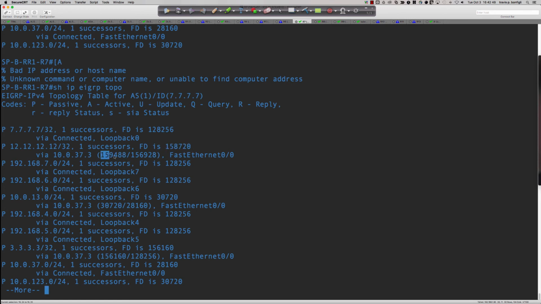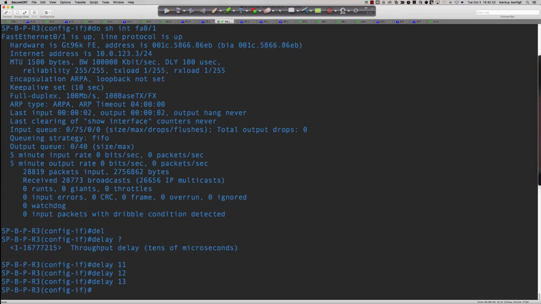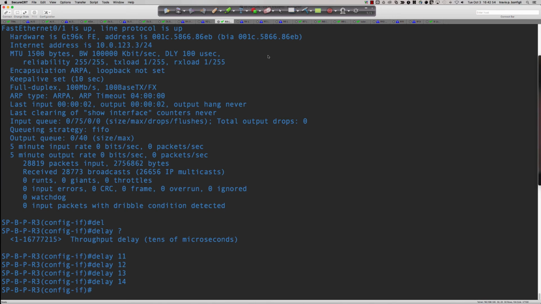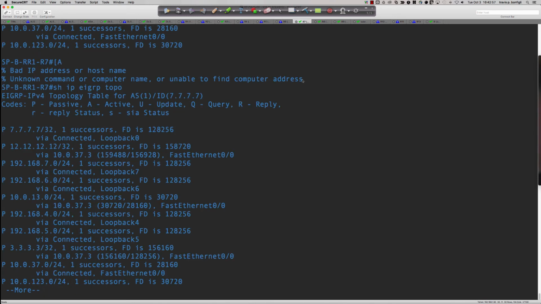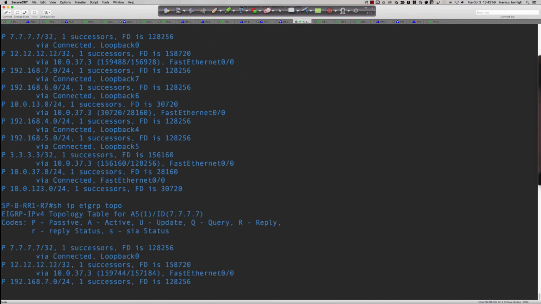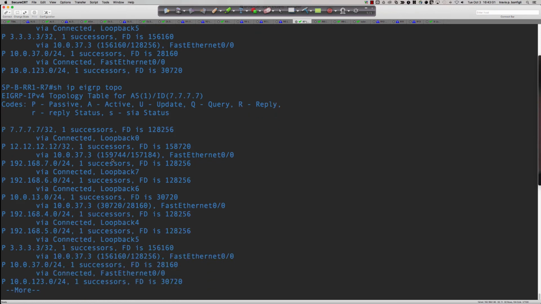So while this number continues to change, and we'll come over here and say delay 14, and we come back over to router 7. While that metric continues to change and continues to increment, right, because we're adding to the delay, 159,744, this is still 158,720. And here's where we end our conversation.